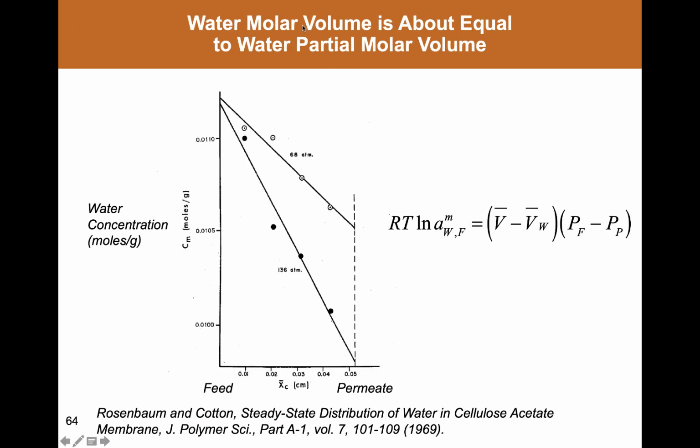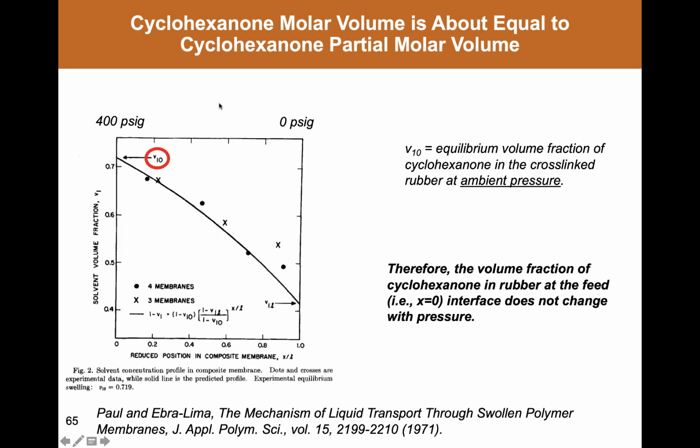This is a case from Rosenbaum and Cotton where the water molar volume and partial molar volume in the polymer are about equal to one another. Then as you increase the pressure on the feed side of the membrane, there's virtually no change in the concentration of water, because there's no change in the thermodynamic activity of water at this feed interface.